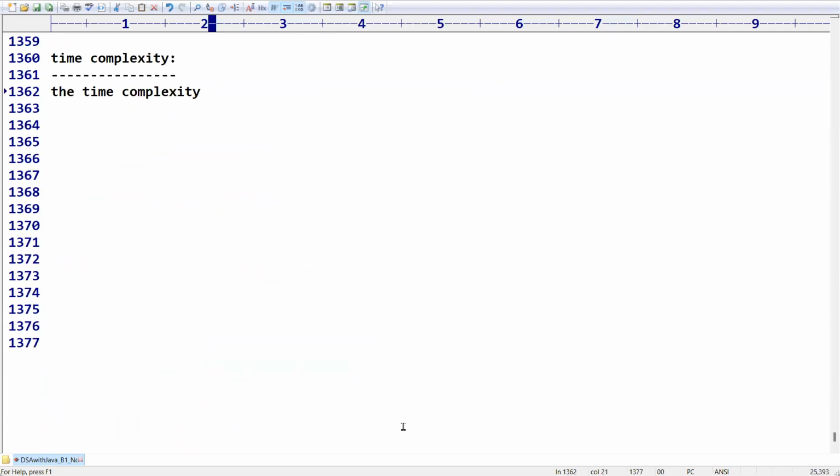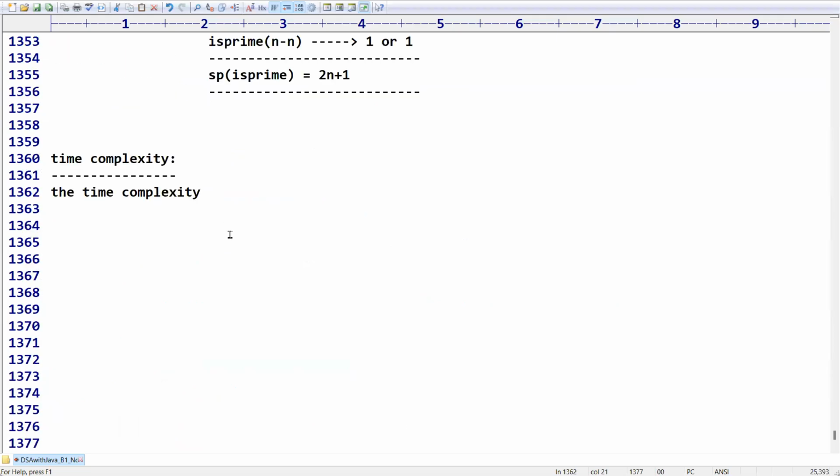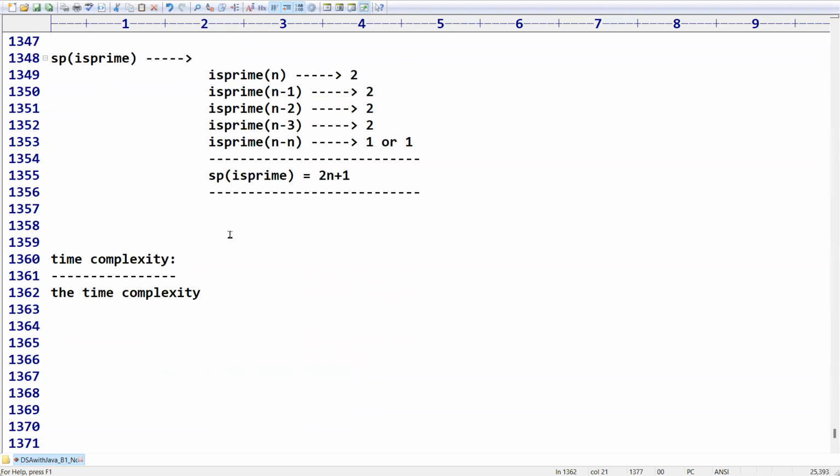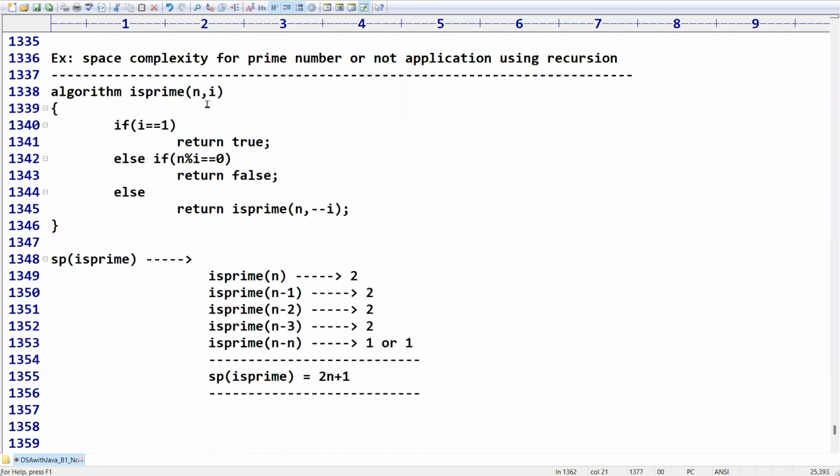Sir, how are you taking 2n, sir? Actually, if you take n is equal to 7, then 7 will not be... Don't concentrate only on 7. See, in addition to this, we are passing one more argument. For these two arguments, 2 units of space. Very simple.